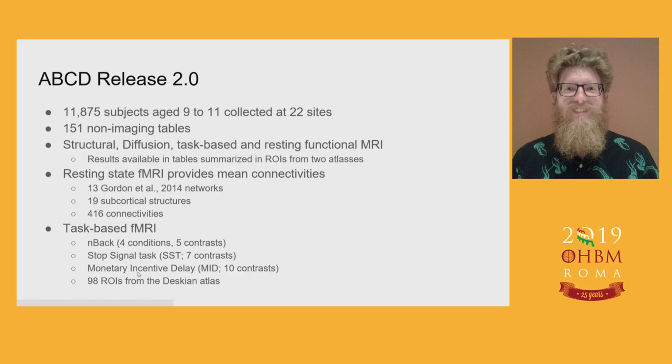Those metrics are connectivities between different networks and within different networks, and between those networks and a set of subcortical structures. And then we're also looking at the task-based fMRI, which is 3 tasks: n-back, stop signal, and monetary incentive delay, as average betas from 98 ROIs from the Desikan Atlas. They provide other atlases. They provide Destrieux, but we just use the Desikan for this analysis.